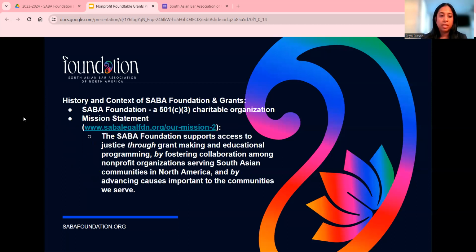So just a little bit of history and context of the foundation and grants. We've already mentioned the foundation being a 501(c)(3) charitable organization. The mission statement for the foundation is on our website, but we wanted to extract a little bit of it so you can keep in mind what we're doing. And Ritu kind of drove home this point, which is that access to justice is a key part of the mission and objective for the foundation. But you can see it's through grant making and other programs that we do this. So that's where the grant application comes into the overall objective.